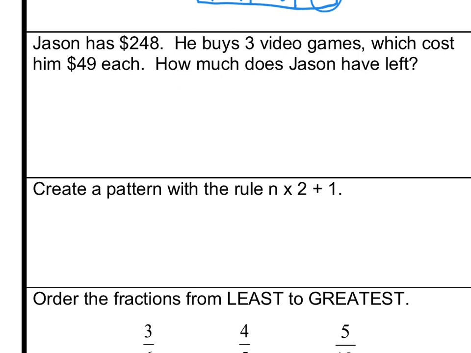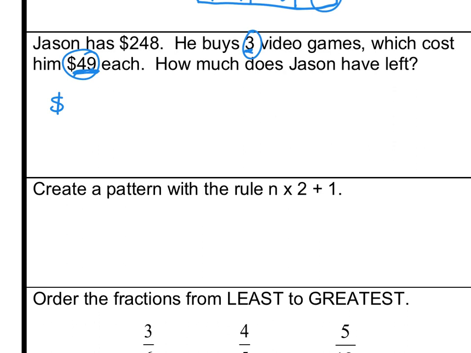Right, Jason has $248. He buys 3 video games, which cost him $49 each. How much does Jason have left? So, first of all, we have to figure out how much these video games cost. Now, if you're really good at mental math, you know, 49, that's close to 50. And 3 sets of 50 is 150. But we were $1 away each time. So we would take away $3, $1 per video game, okay? And so it won't be 150, it'll be 147.